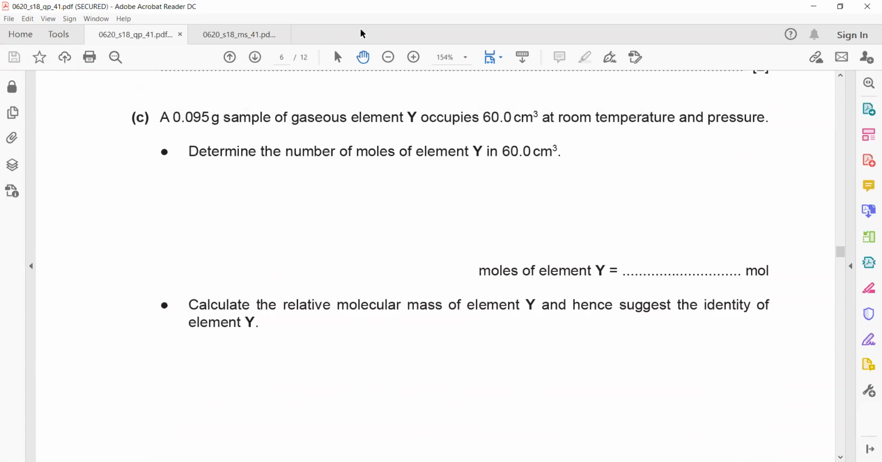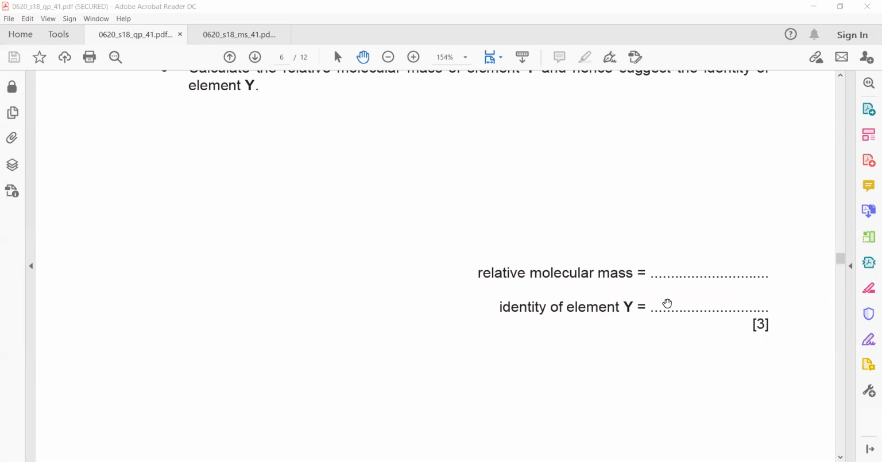this element is existing as a gas. So if the element is existing as a gas, it's a non-metal. So you have to check group 8. But why can it not be a group 8 element? Because group 8 elements exist as atoms, so they have atomic mass, not molecular mass. So the relative molecular mass will be 38 and the identity of the element is fluorine. You will write in words: fluorine.